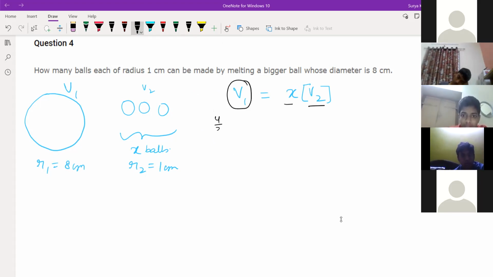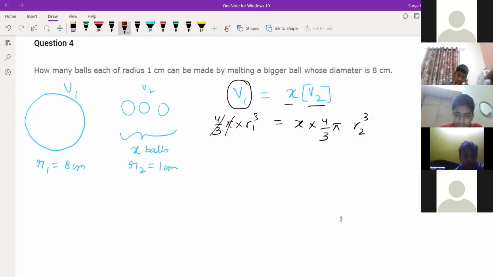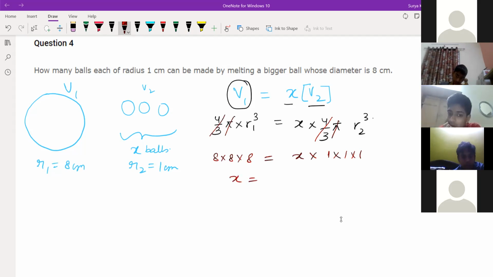So V1 is equal to 4 by 3 pi R1 cube, again the same thing we are doing, is equal to X into 4 by 3 pi R2 cube. Then 4 pi here also cancelled the same way. So R1 cube, what can we write? 8 into 8 into 8 is equal to X into 1 into 1 into 1, R2 cube. So X is equal to 8 into 8 into 8. 8 cube is 512.